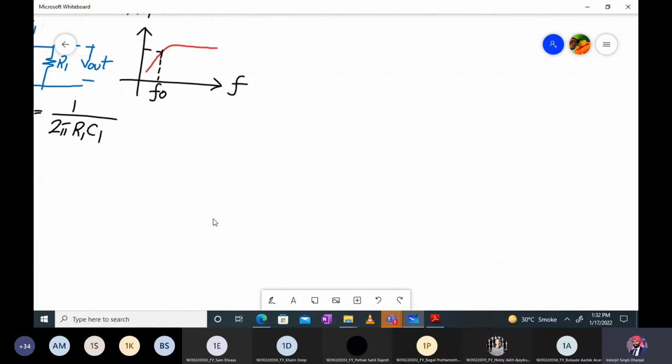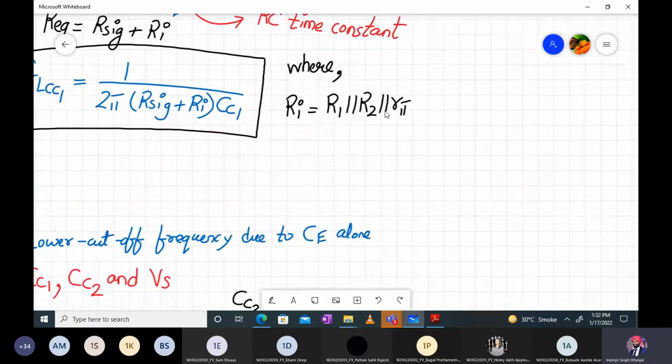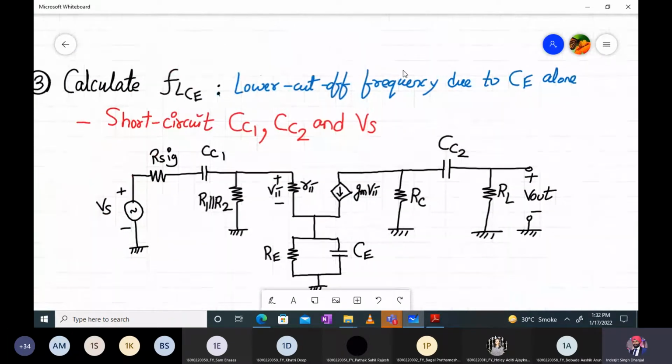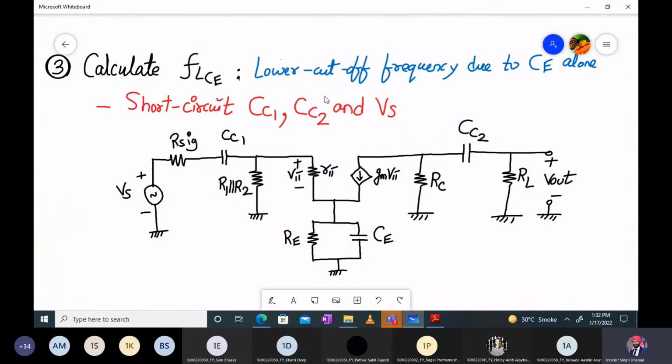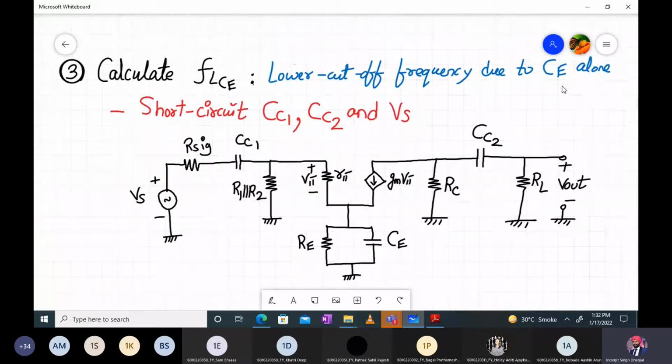So let's proceed forward and move on to calculation of FL of CE. Please write down: calculate FL of CE, the lower cutoff frequency due to the bypass capacitor CE alone. For this we have to short circuit CC1, CC2 and VS, and then we have to calculate CE from here.